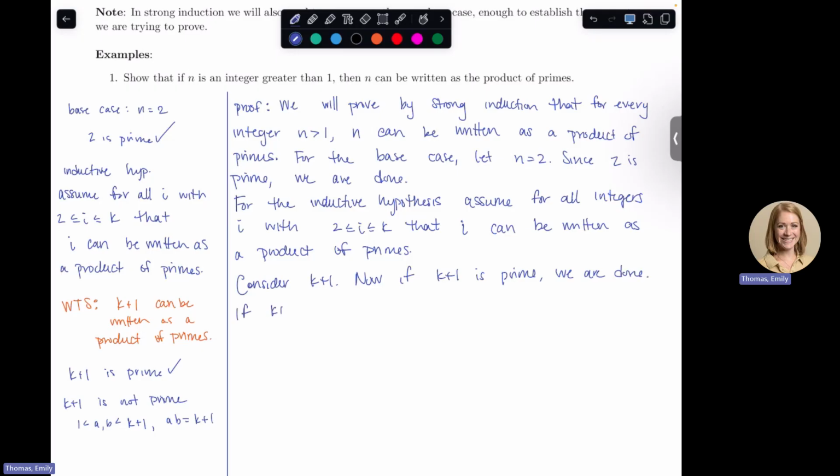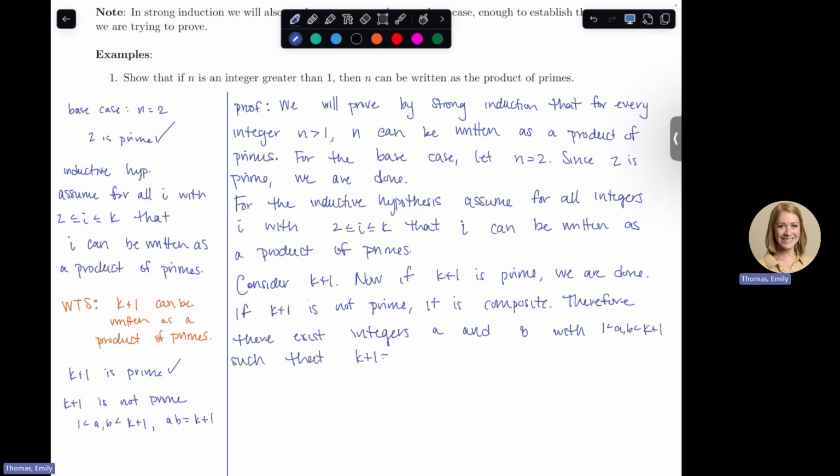If k plus 1 is not prime, it is composite. Therefore, there exist integers a and b with 1 less than a, b less than k plus 1, such that k plus 1 is a times b.